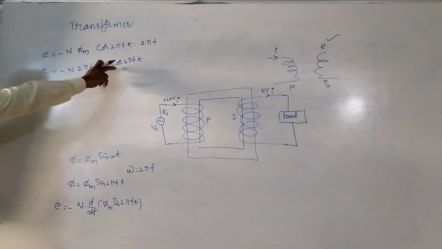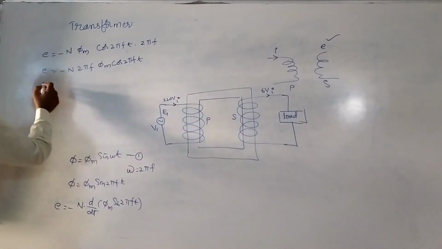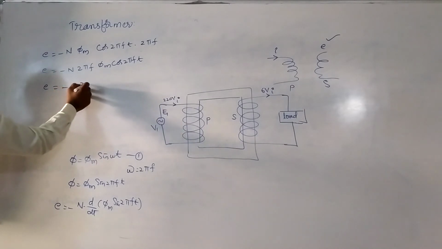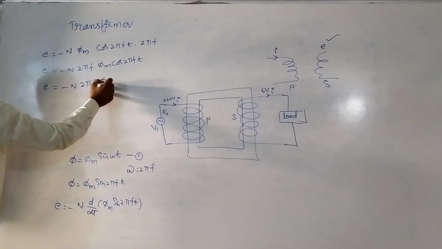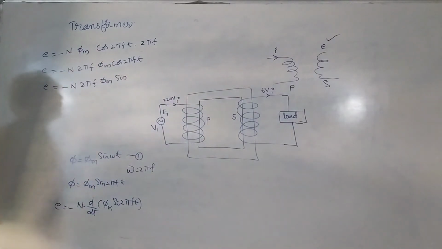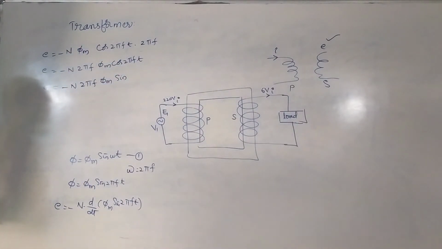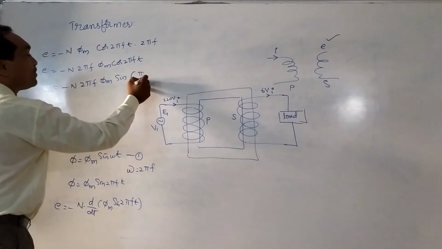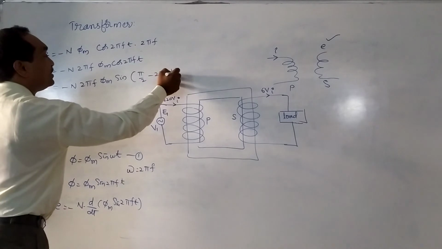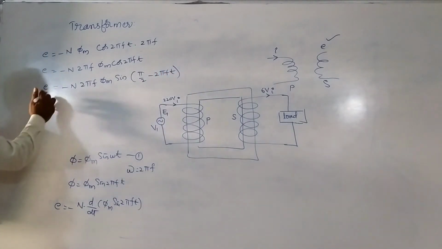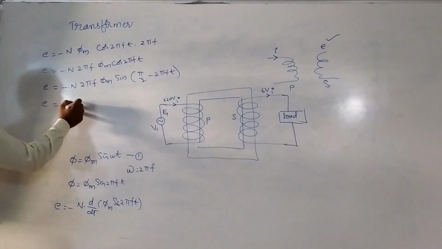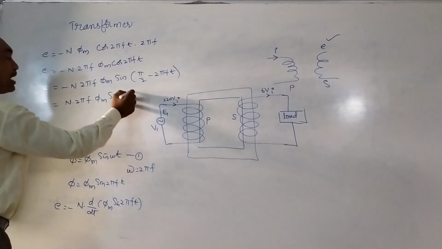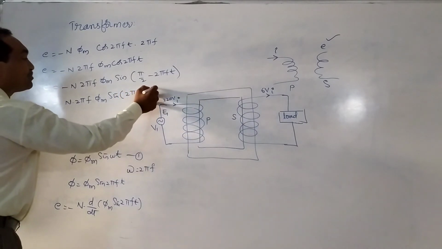Of course, this is in cos term, and this is in sin term. So if we convert it to sin term, that is minus N 2 pi f phi m sin of 90 minus theta. Am I right? Because sin of 90 minus theta is equal to cos theta. That is sin of pi by 2 minus 2 pi f t. Of course, there is also the minus, so that can be written as E is equal to N into 2 pi f phi m sin of 2 pi f t minus pi by 2.